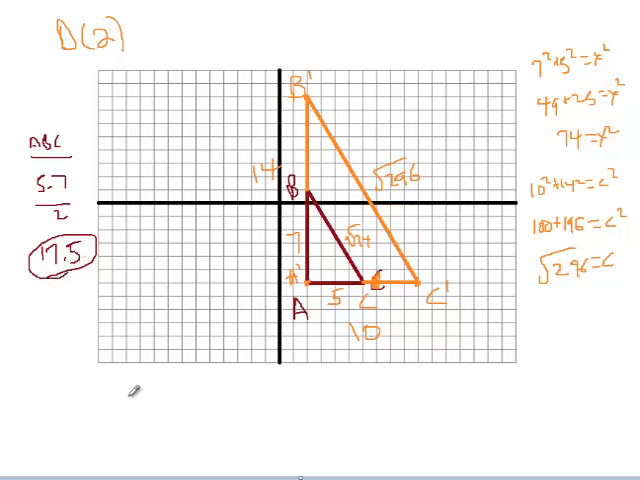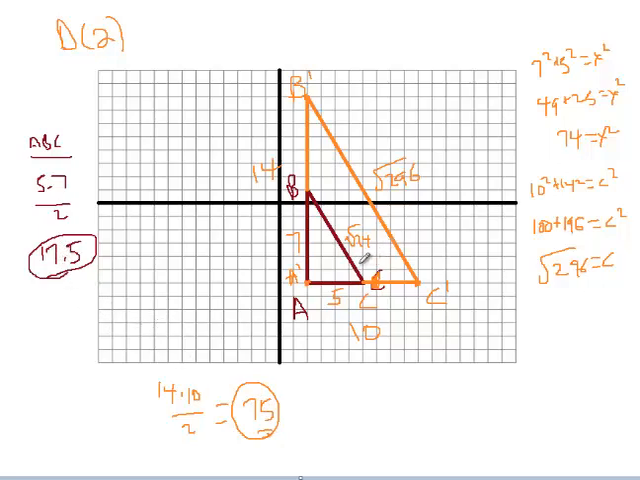The area of the big triangle is, again, base times height over 2. The base is 14. The height is 10, divided by 2. 140 divided by 2 is 70. Now, this, of course, 70 is exactly 4 times the 17.5.